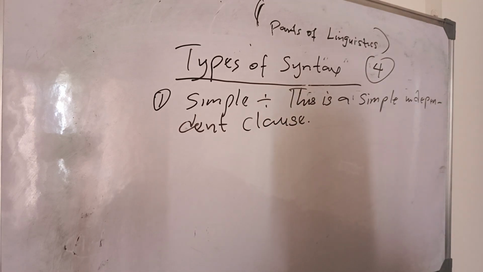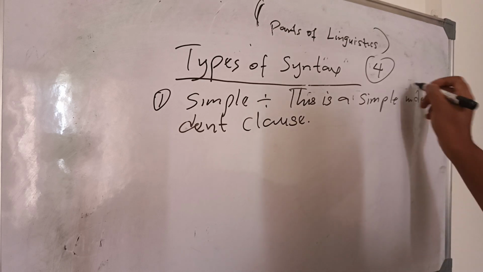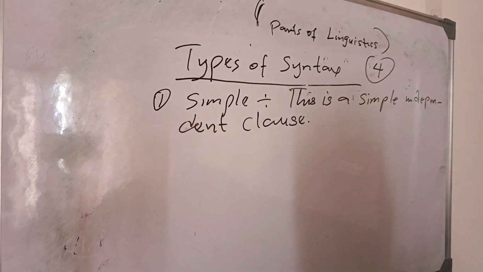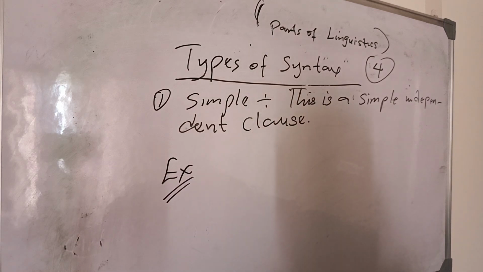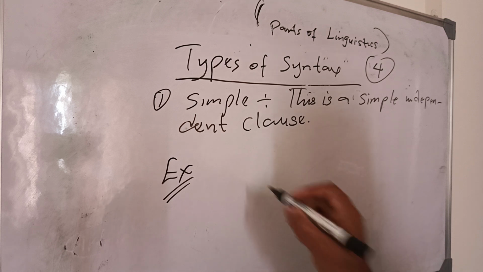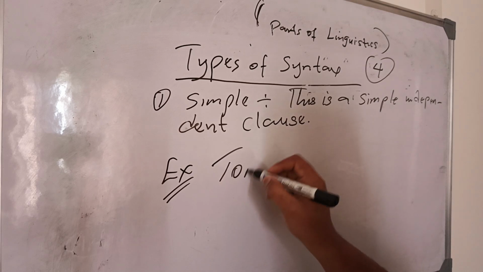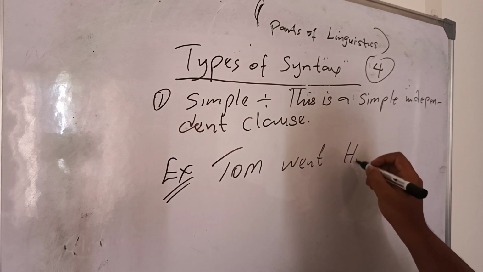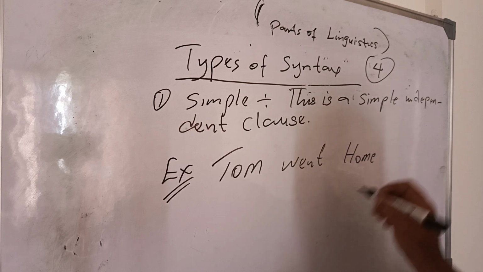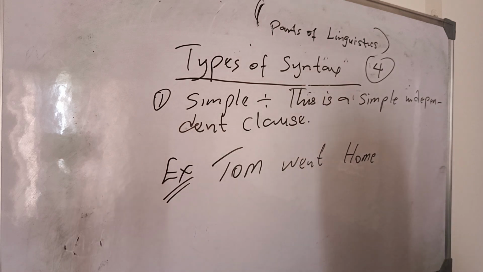So the simple syntax is nothing but a simple independent clause. So let's take a look at some examples. So the independent clause is a clause that stands on its own, and also a complete sentence, either short or long. So let's say Tom went home. Tom went home. So let's take a look at the second one.